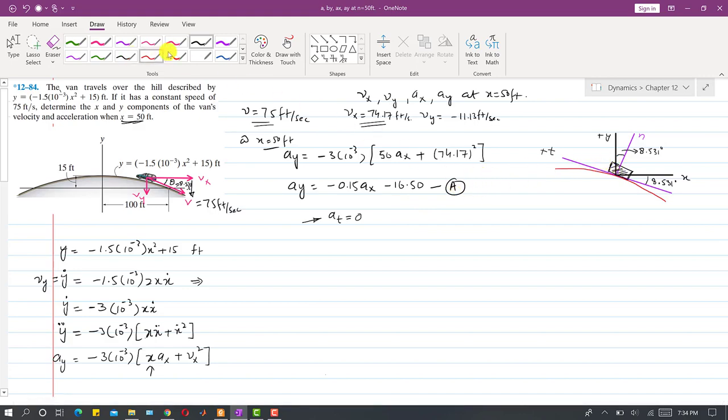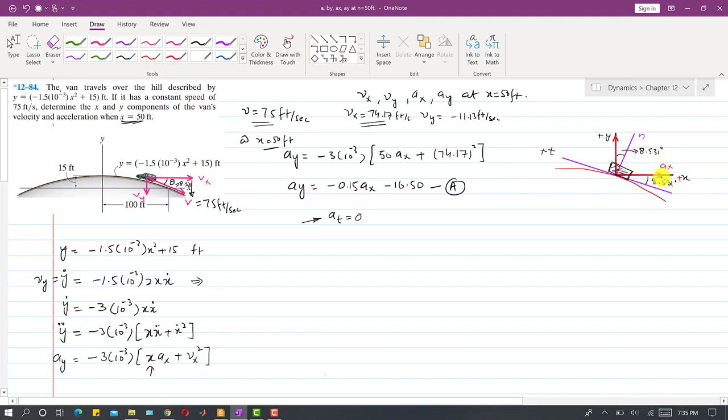Now if you want to find the ax and ay components, let's say that this is the car and this is that tangent. I have discussed this already, and this is the positive x and y axis. So this is the component of acceleration along x, and this is the acceleration component along y, and now we know this angle, which is 8.531 degrees.